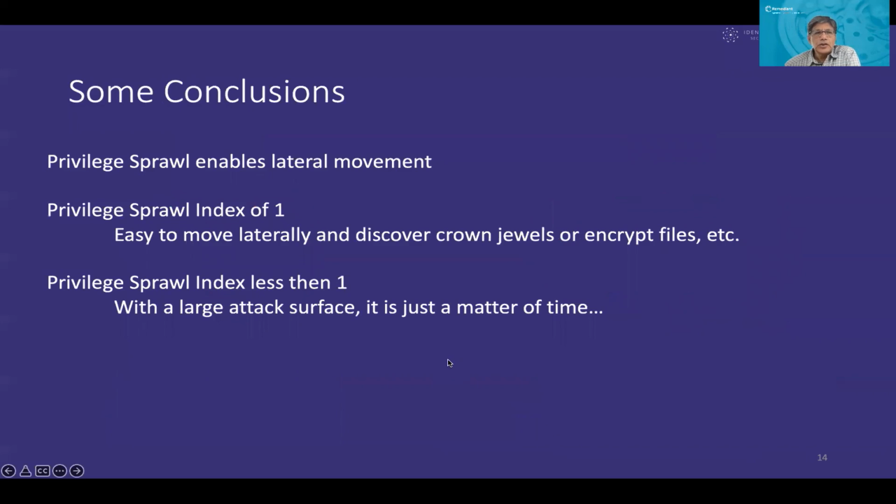Okay, so some conclusions. Privilege sprawl is the key element that enables lateral movement. Because there are privileged accounts, you compromise one and you can use that to move laterally or discover the other accounts to move laterally so that you can get to the crown jewels. And we see this, right?